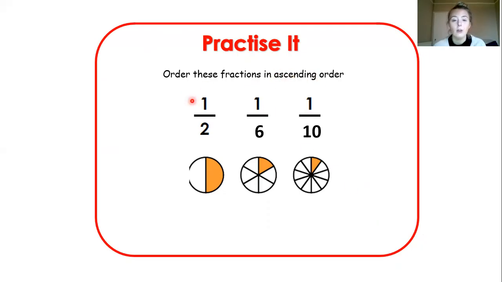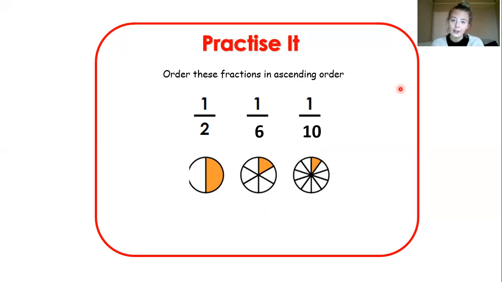Okay then, so going on to our practice set then, I want you to order these fractions in ascending order. So we've got 1/2, 1/6, and 1/10. We are going in ascending order. So remember, ascending, descending. So ascending is going up. So you start with the smallest fraction and you go up to the largest fraction. So pause this video for me now and see if you can rearrange those fractions.